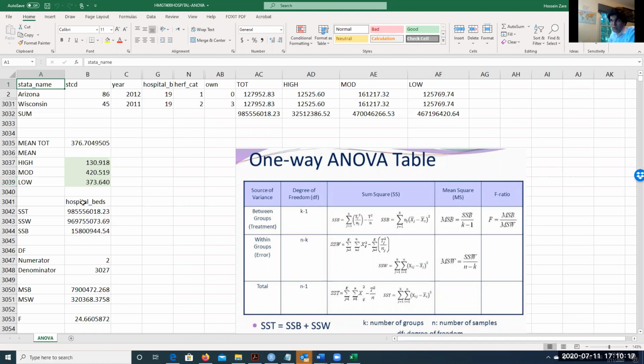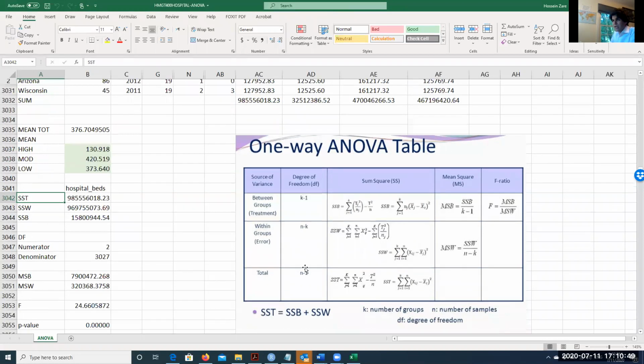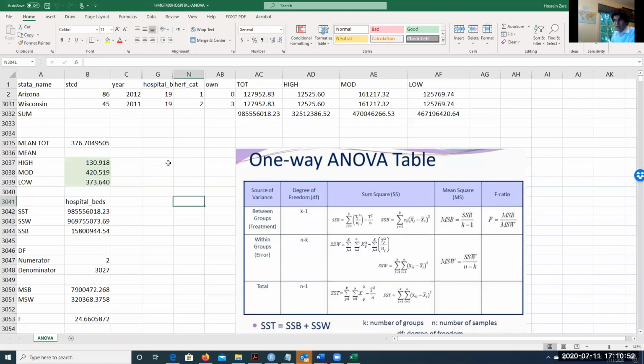So I'm going to compute the ANOVA for comparing hospital beds between 3 different markets. I'm going to compute SST and SSW. When I have these two, SSB should be SST minus SSW, correct? Because this is the formula, right? SST equals SSB plus SSW. And if I have two of them, I can compute the third one.